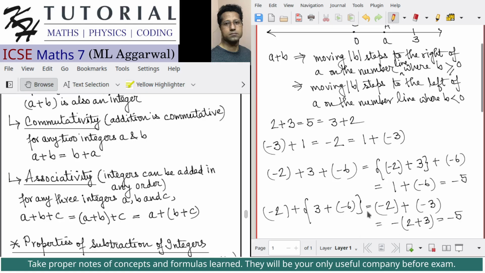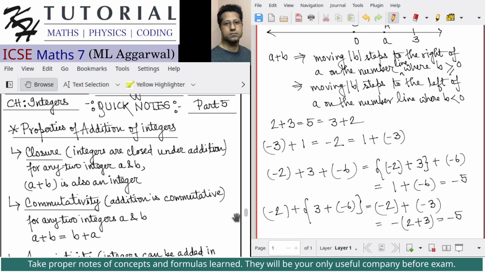So the addition operation of three integers, when we are adding three integers a, b and c, the result will be the same if I add the first two and then add the third one, or if I add the last two and then add the first one. The result will be the same. So we say that the addition operation of integers is associative, or satisfies the property of associativity.